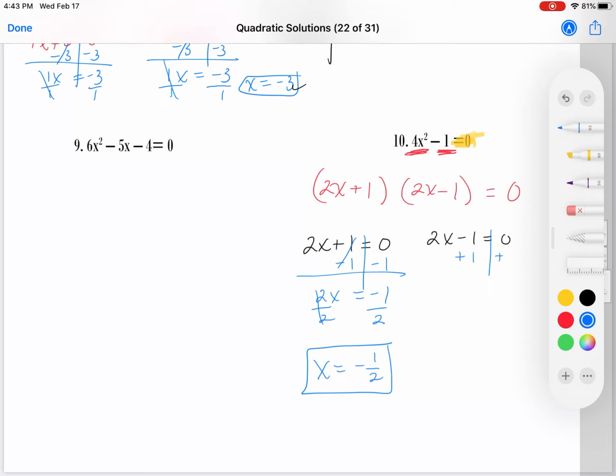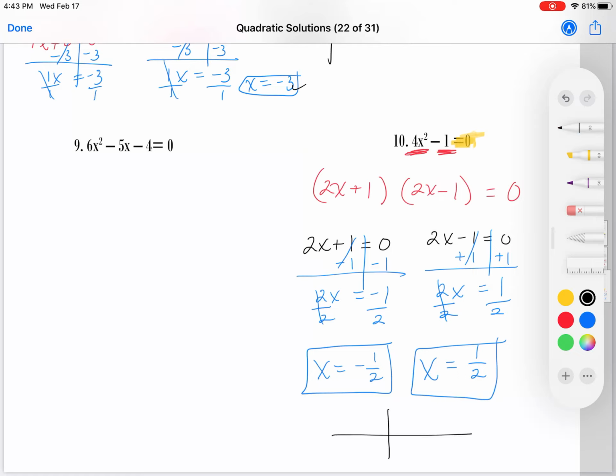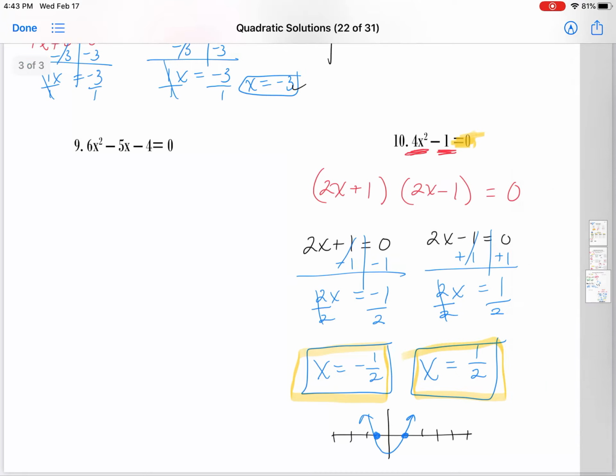In this next example, to get x by itself, I have to move the 1. Now to get x by itself, I divide by 2. 1 divided by 2 is 1/2. So if you were to graph this, one of your solutions is negative 1/2. The other solution is positive 1/2. You connect your dots, and that's what the answer would be. So in this last example, the final answer is that x is negative 1/2 and positive 1/2. Okay, so that's a lot.